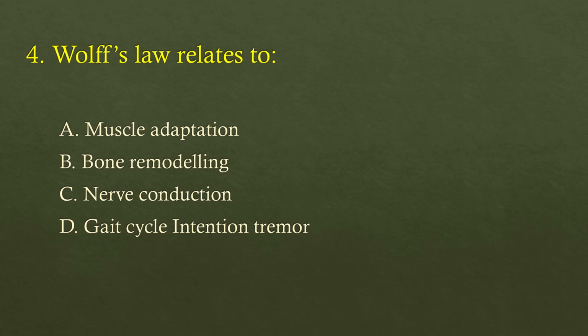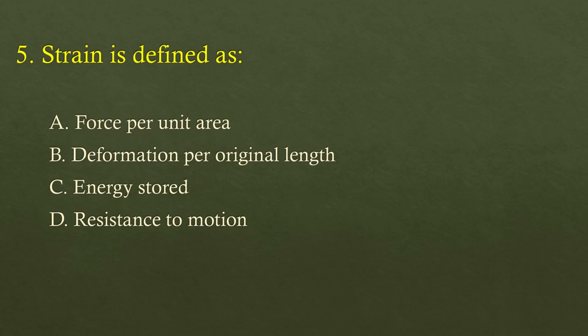Number 4. Wolff's law relates to the dash. A. Muscle adaptation. B. Bone remodeling. C. Nerve conduction. D. Gait cycle. So the answer is B. Bone remodeling.